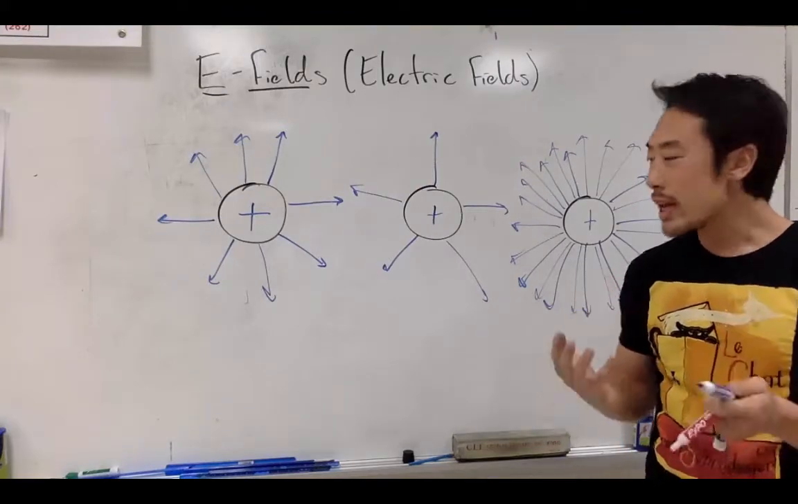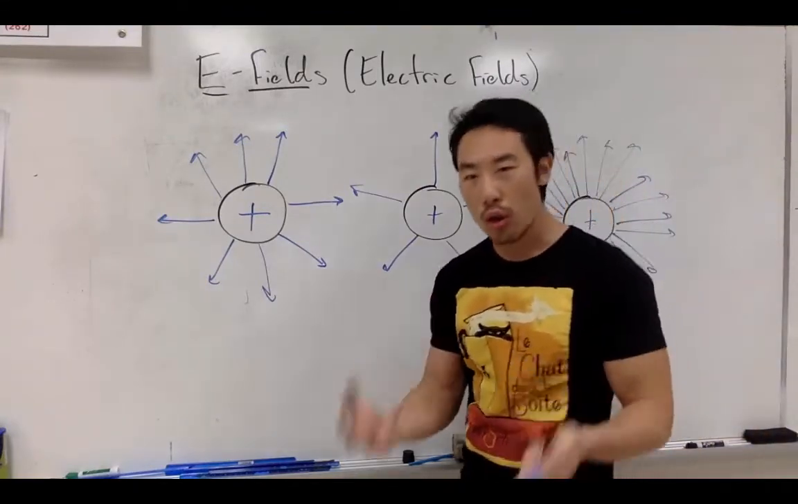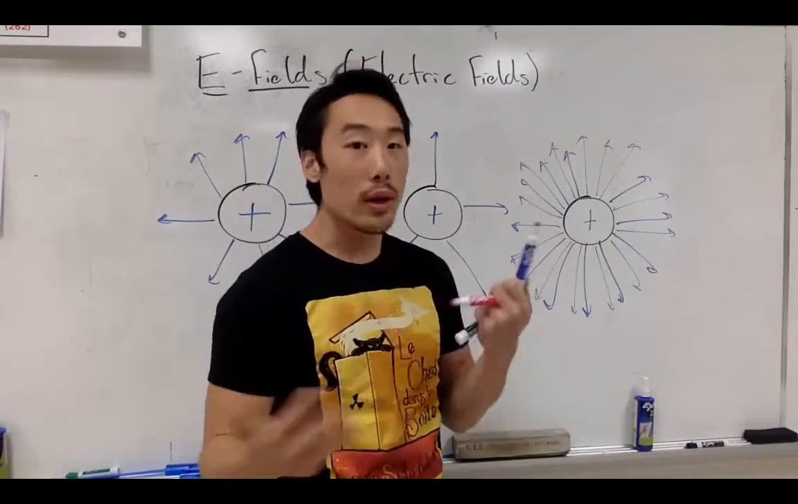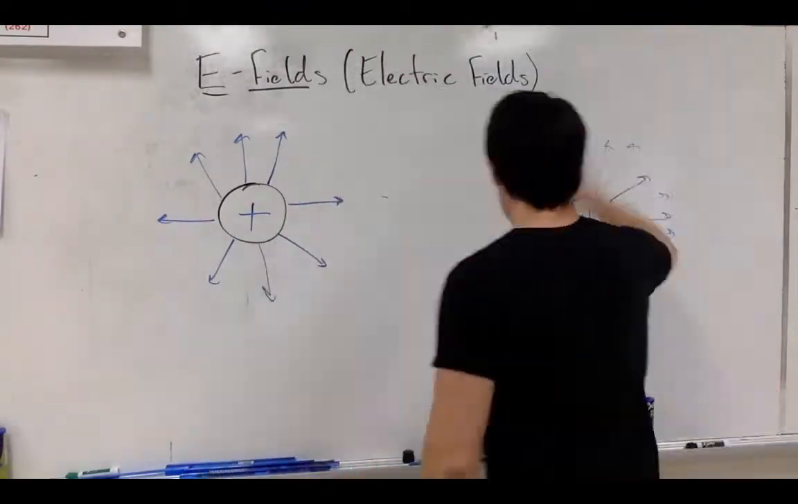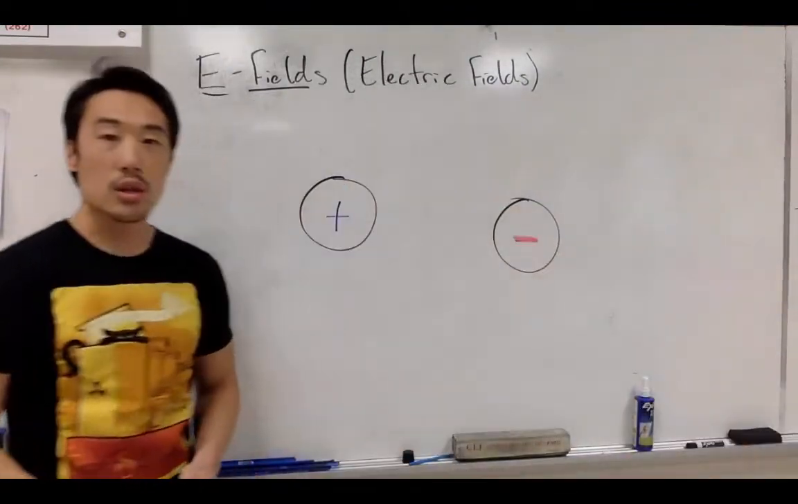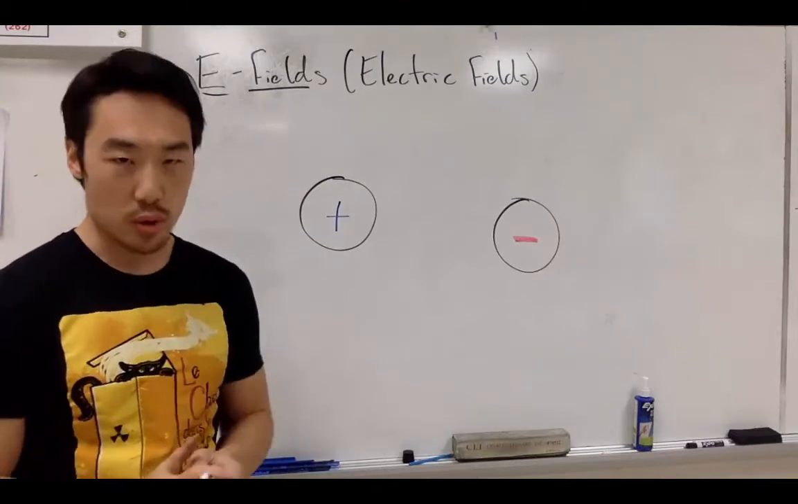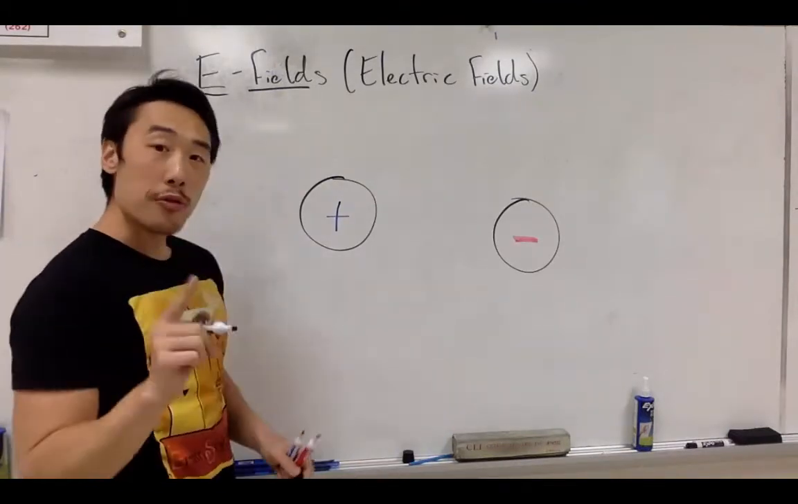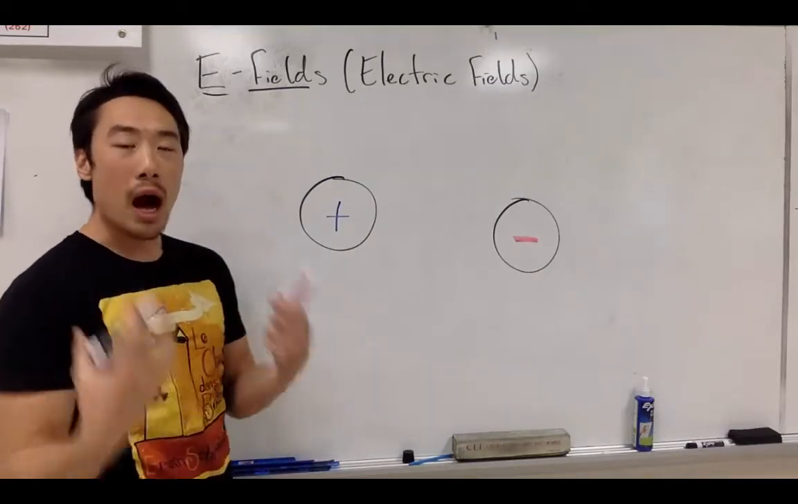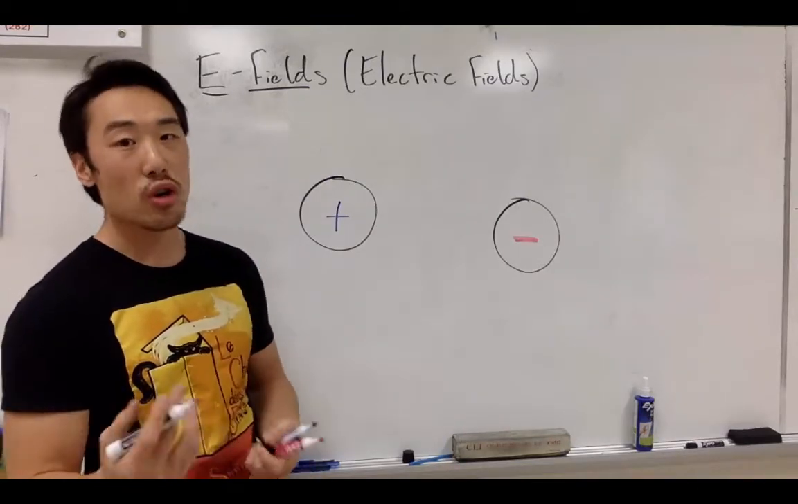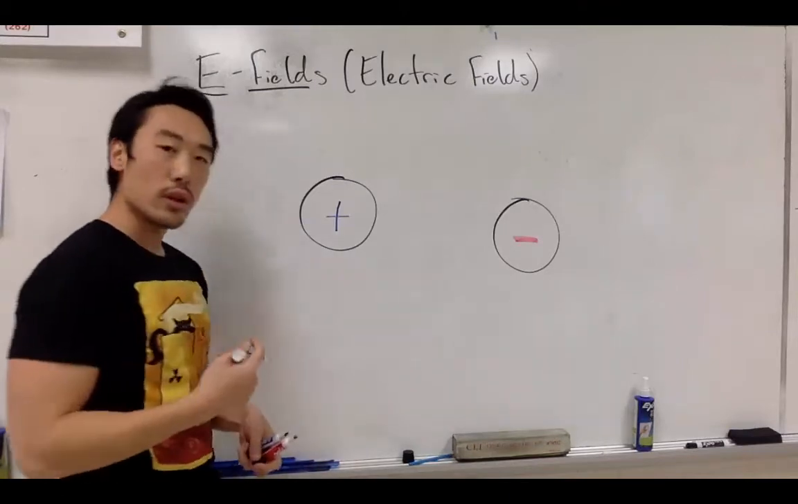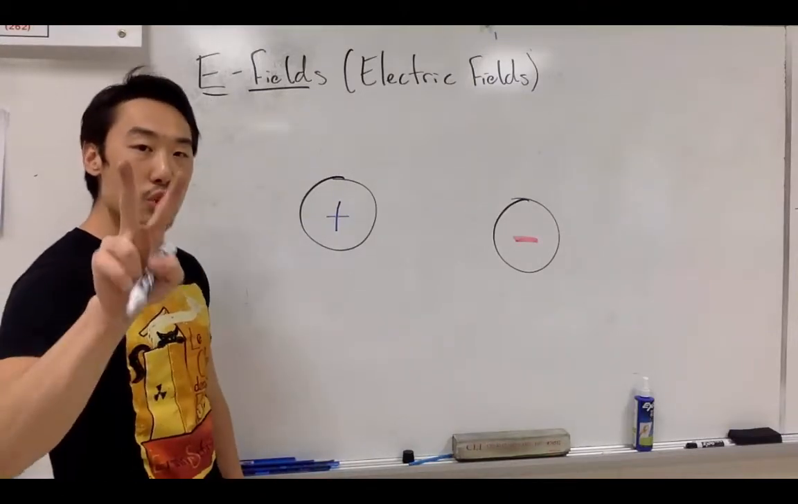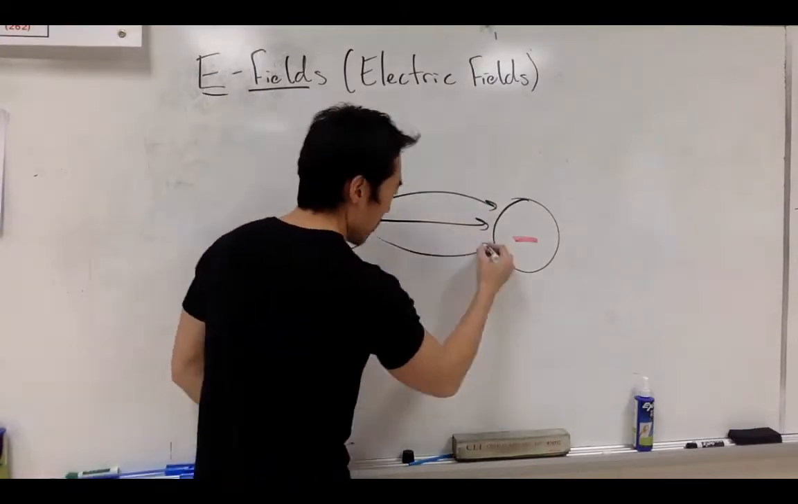Now, we can also draw multiple charges along the same plane. And when we do that, we can see how different charges interact. So here we have a positive and a negative charge, and they're close to each other. How will these charges interact? Well, if we follow the same rules, where the positive charge has arrows coming out of it and the negative charge has arrows going into it, we can visually represent what an E-field would look like if there are two charges that are unlike.